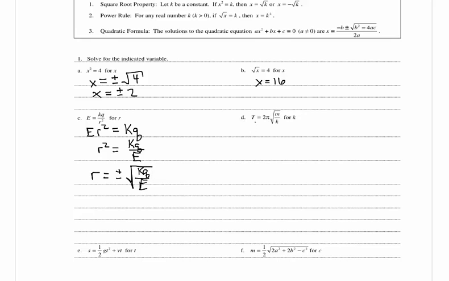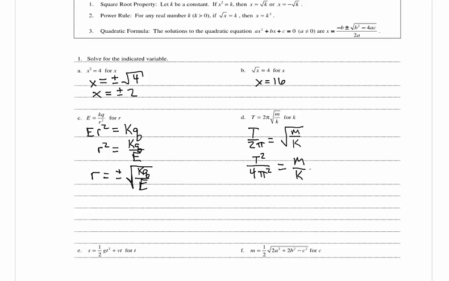In D, we have t is equal to 2 pi times the square root of m divided by k, and we want to solve for k. So the first thing I'm going to do is divide 2 pi from both sides. So I have t over 2 pi is equal to the square root of m over k. And now I'm going to square both sides. So I have t squared divided by 4 pi squared is equal to m divided by k.